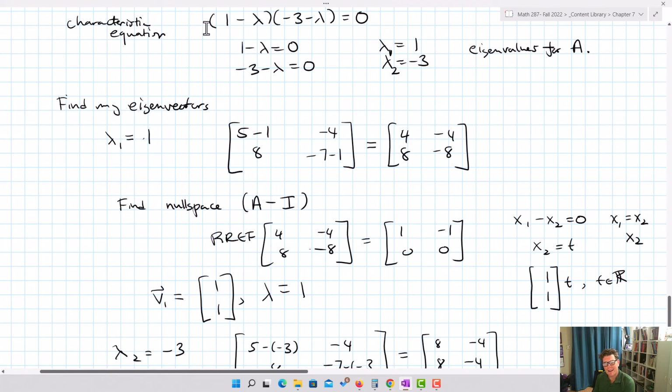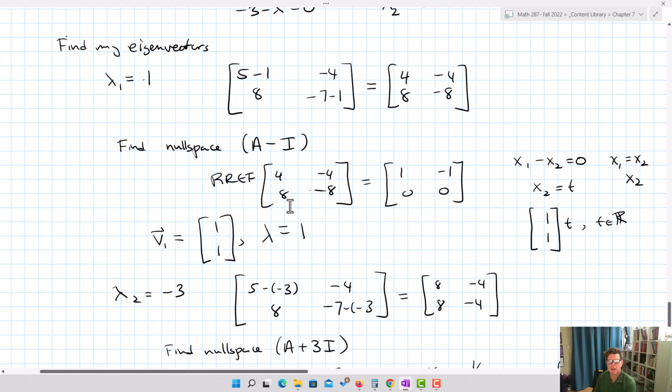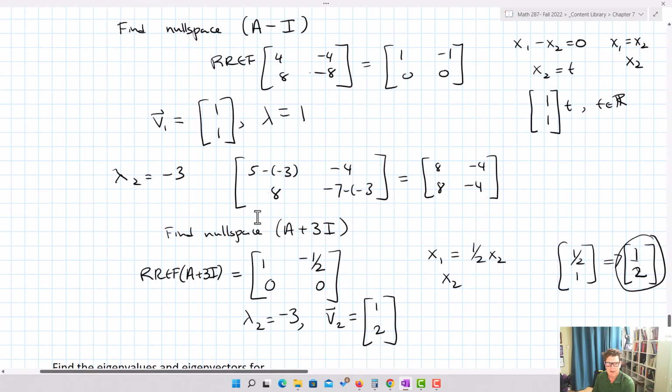I'm going to plug in my eigenvalues into A minus lambda I. So basically subtract the eigenvalue from the diagonal, and then find the null space of that matrix. The null space of that matrix is your set of eigenvectors. Sometimes you might have more than one, and we'll see an example where that actually happens. And then we do that for every single one of our eigenvalues. Once we do, we have a set of our eigenvectors and their associated eigenvalues.